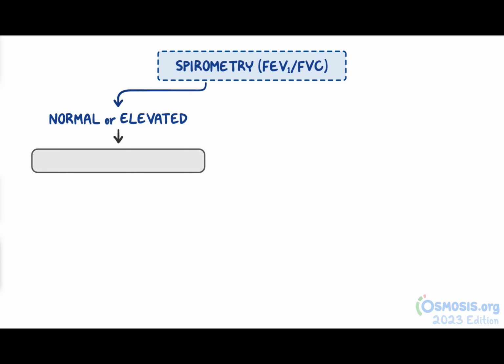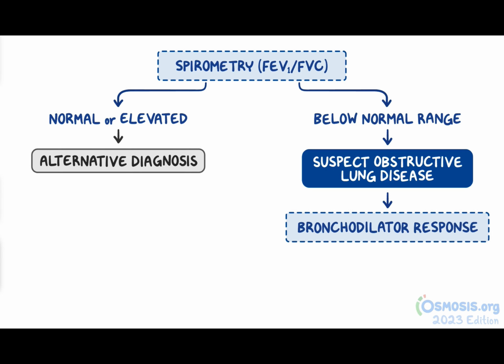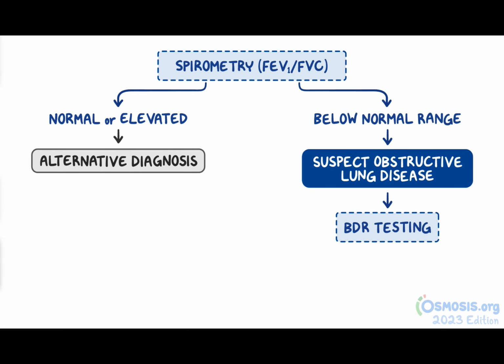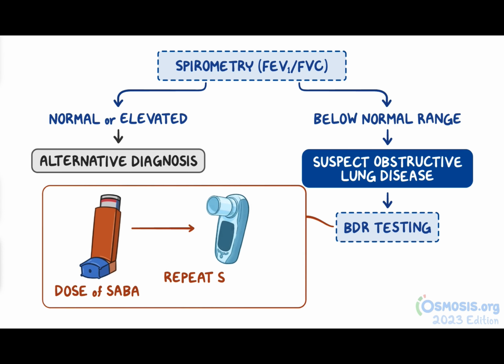Now that you've completed spirometry, calculate the patient's FEV1 to FVC ratio. If the ratio is within normal range or even elevated for the patient's age, consider an alternative diagnosis. On the other hand, if the ratio is below normal range, suspect an obstructive lung disease, which includes asthma. But this is not enough to confirm the diagnosis, so your next step is to perform bronchodilator response or reversibility, or BDR testing. BDR testing consists of giving an inhaled dose of SABA followed by repeat spirometry, paying particular attention to the FEV1.